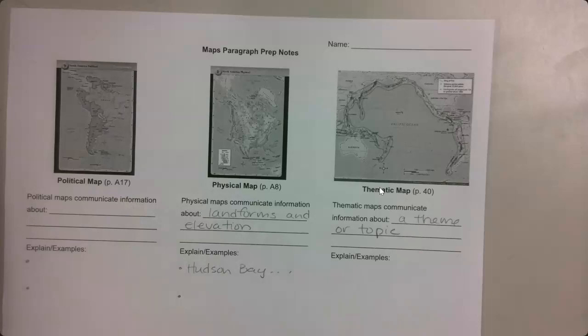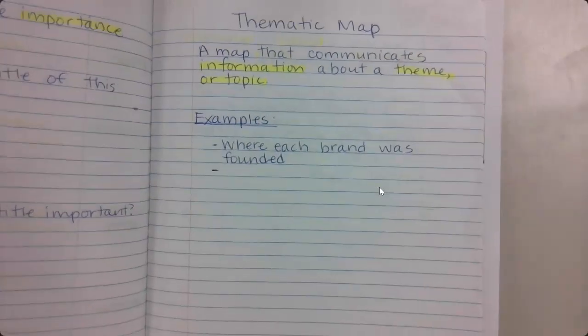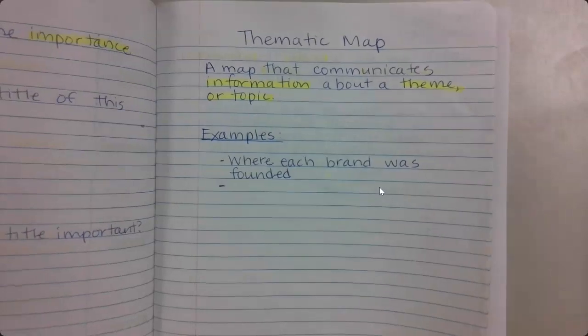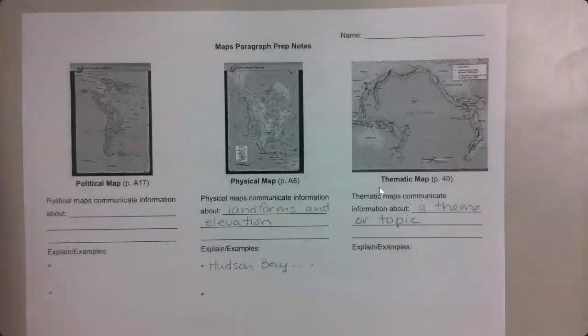Now, if you remember, we looked at lots of different kinds of thematic maps. We played that guess the map title game, right? And you should have a list here of different kinds of thematic maps. So thematic maps can communicate information about all types of themes and topics. Tons of different themes and topics. You can show a lot of things through a thematic map.